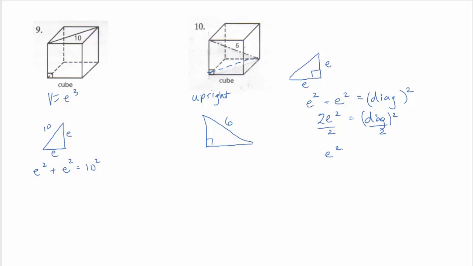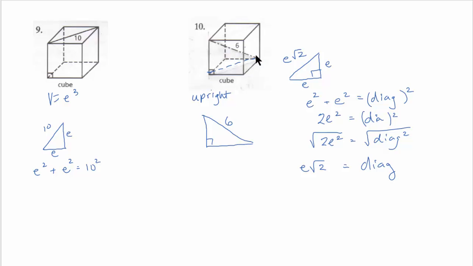Let's not divide by 2. Let's back up. Don't divide by 2. All right, so 2 times the edge squared is the diagonal squared. If I take the square root of both sides there, that gives me the square root of 2, and the square root of the edge squared is the edge. Okay? So that diagonal is the edge times the square root of 2.